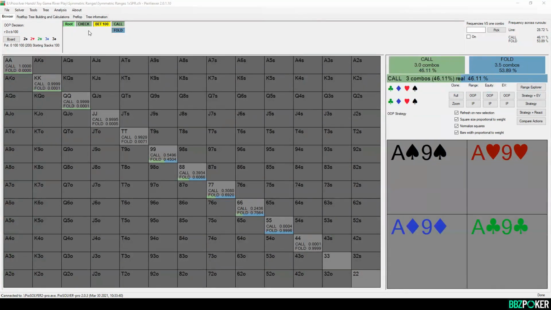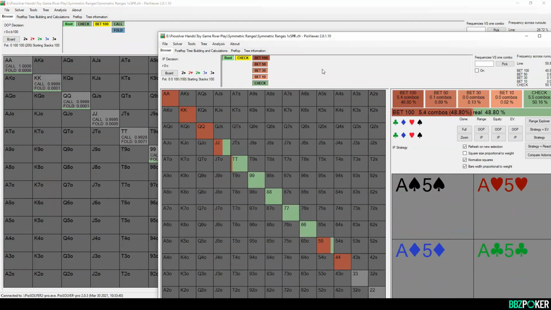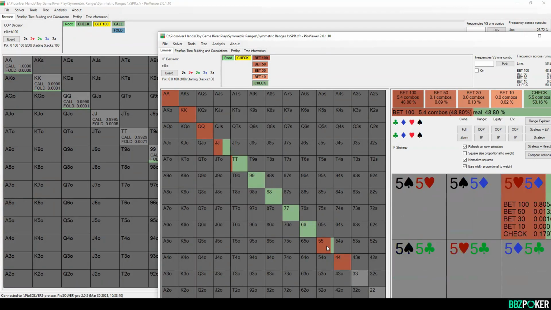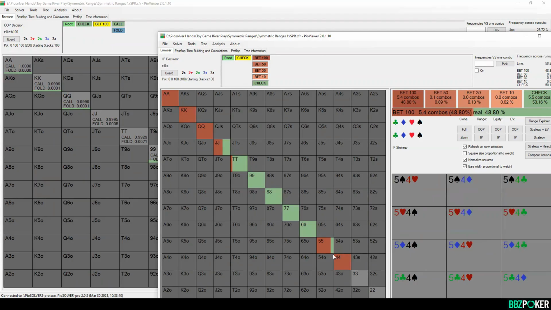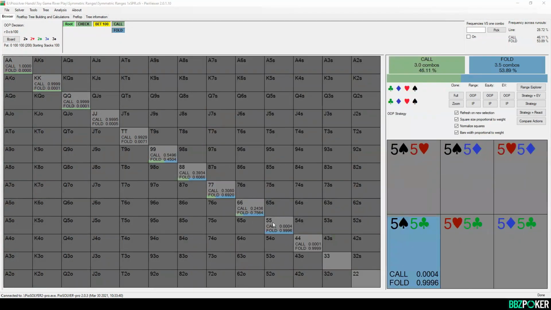So now 100, 200, 54% fold, not 50. You might ask, what's going on? Well, what's going on is pocket fives is included in this range, and pocket fives is the hand that our opponent's bluffing with. Keep in mind that pocket fours is also a hand that our opponent's bluffing with, but for our purposes, we're interested in pocket fives. Pocket fours loses to our entire range. Pocket fives actually splits with pocket fives.